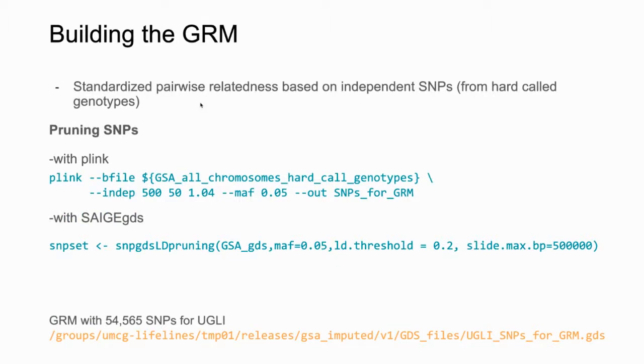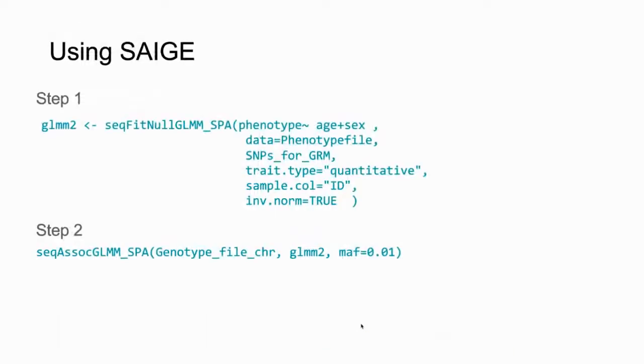You also need to build the genetic correlation matrix. You can do this with GDS within R. You can also see that in the GitHub. For SAIGE, you can use PLINK, just do a normal function, this code. And we have already built a genetic relationship matrix for it. You can find it here. So once you have that, you just do these 2 steps.